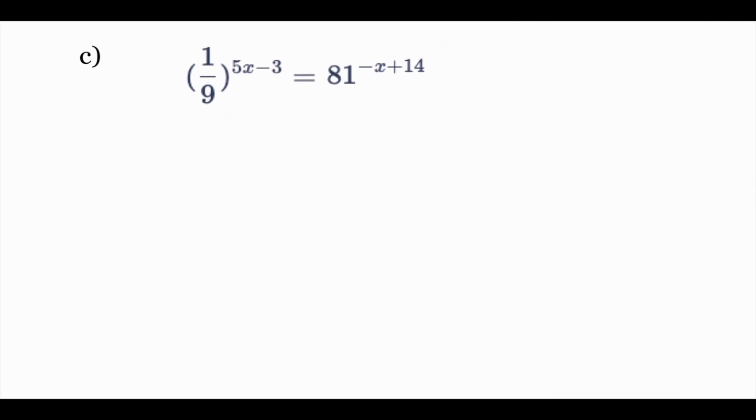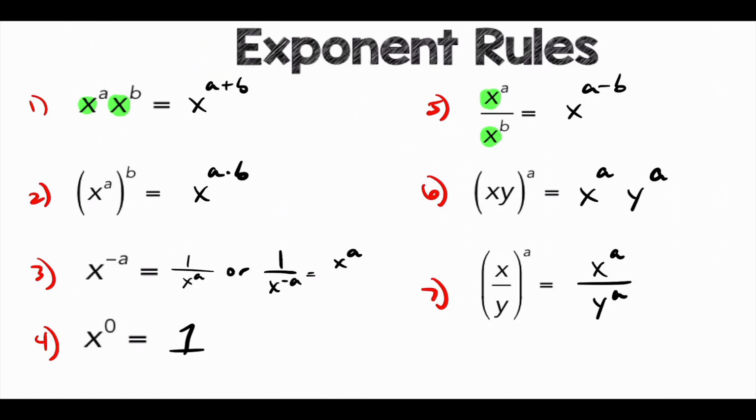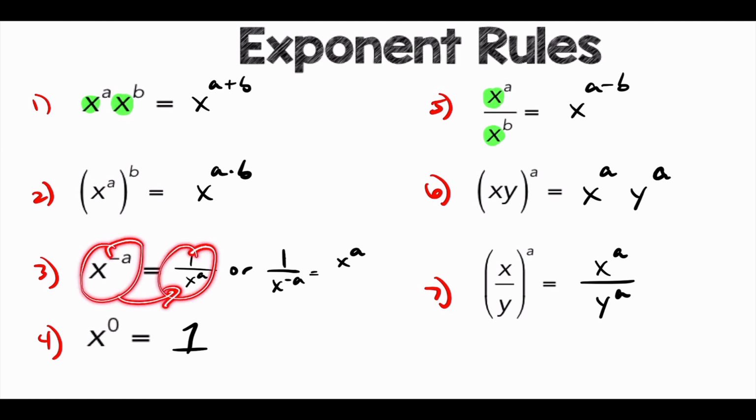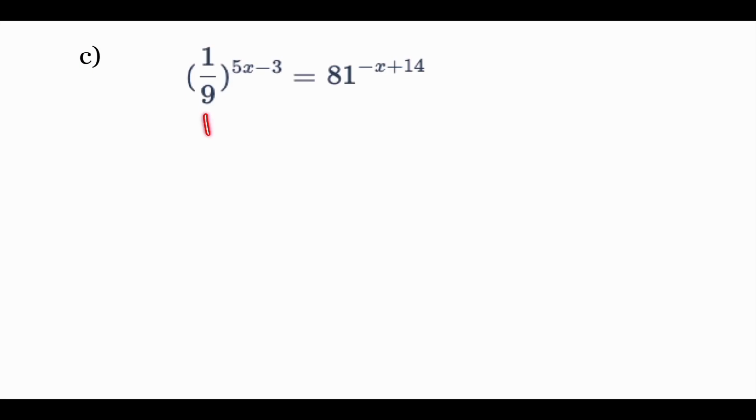Letter C. Same direction, solve, but now one of them's a fraction. Go back a few lessons. How do we change fractions? Or when do we get a fraction? What type of powers give us fractions? Negatives. Yeah, remember negatives? Negative powers give us fractions, right? So this guy here is going to have a negative power.